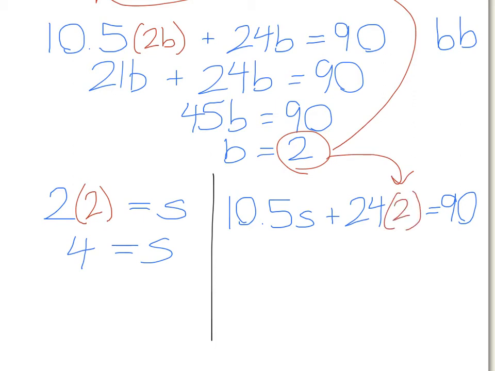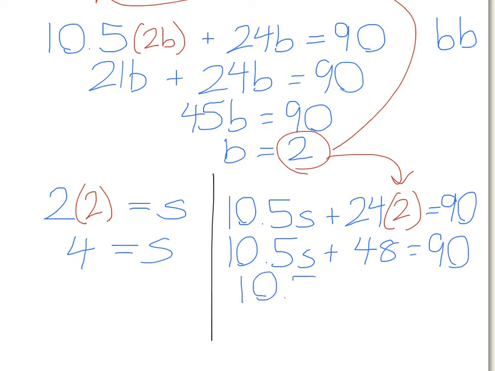And let's do the math to solve for S. So 10.5 S stays the way it is, plus 24 times 2 is 48, is equal to 90. Of course we subtract 48 from both sides, and 90 minus 48 is 42. Then you take 42 and divide it by 10.5. Feel free to confirm this on your own, but I can assure you 42 divided by 10.5 is, once again, the very same 4 that we got earlier.